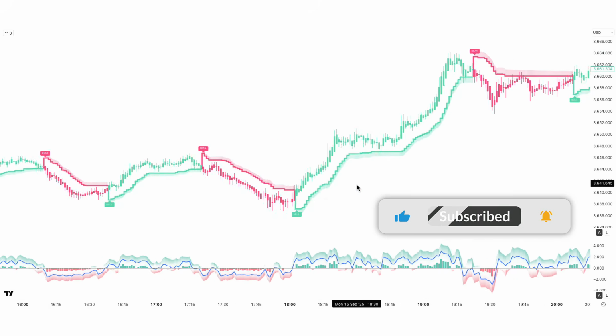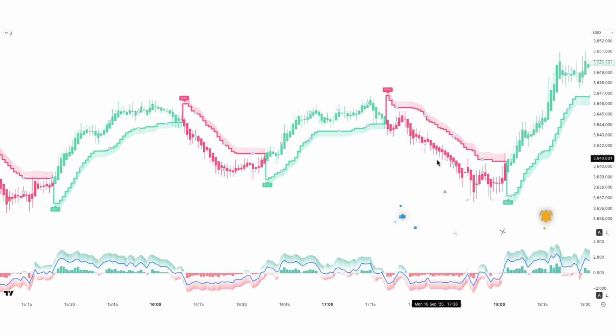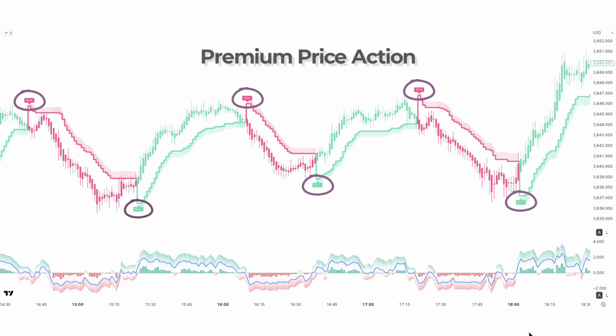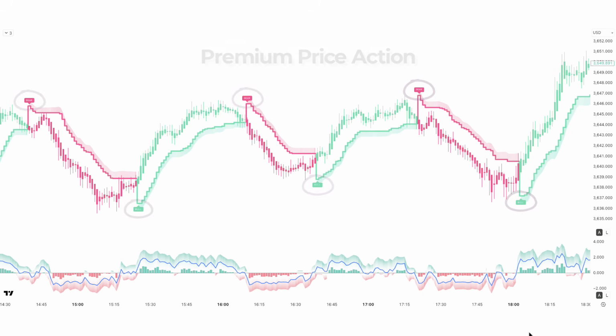We will try not to make the video too long. First of all, let us know about trading tools. The buy and sell arrow indicator we see in the chart is called the Premium Price Action Indicator.